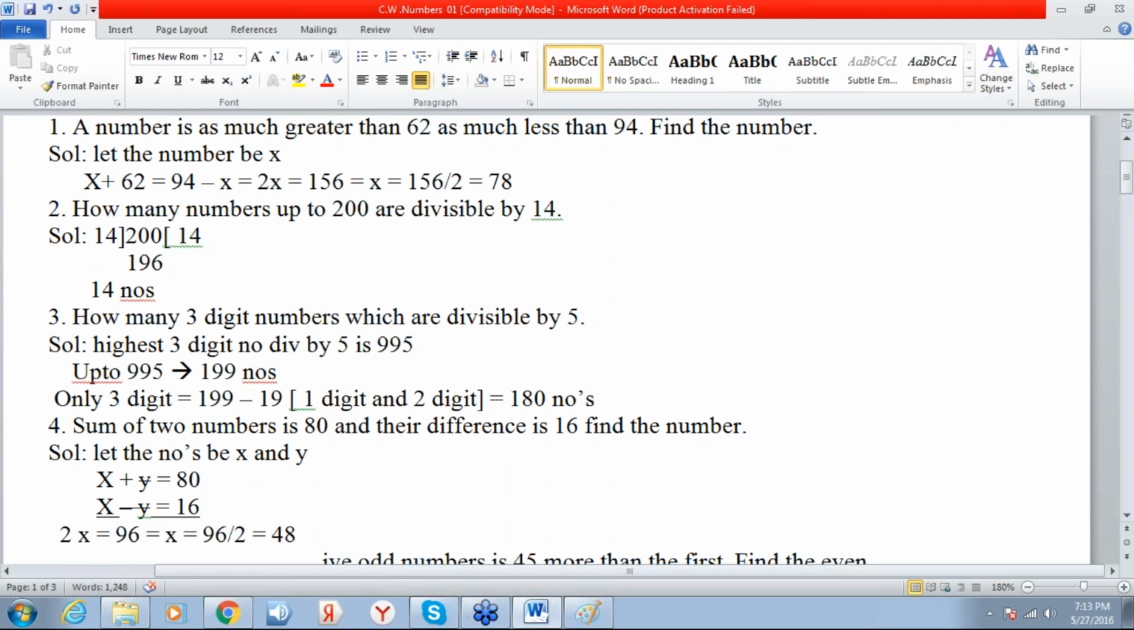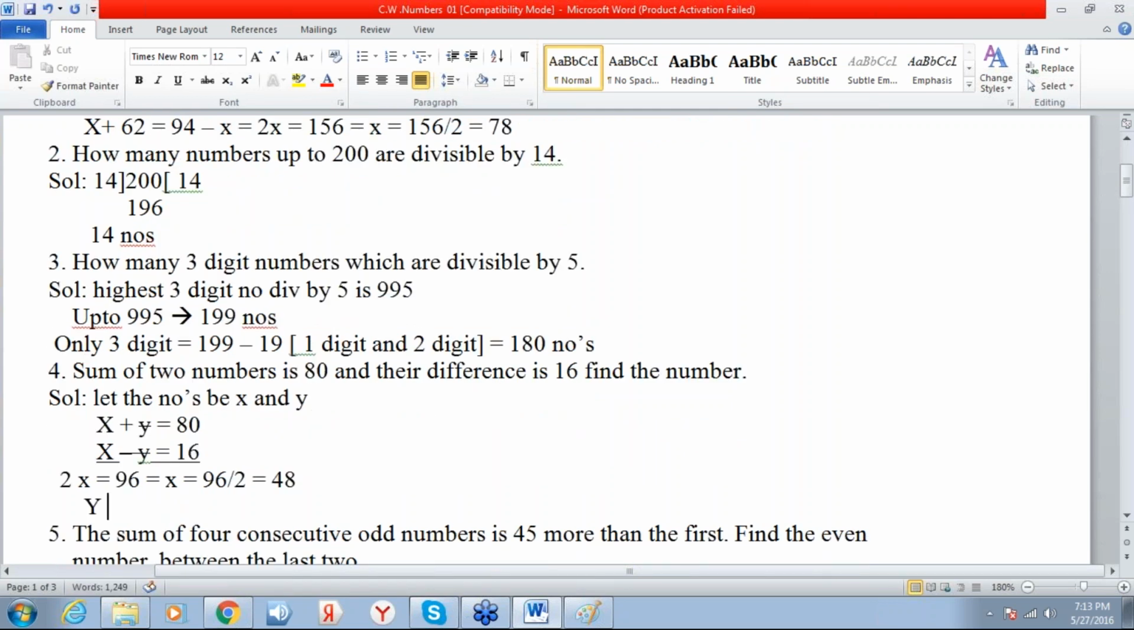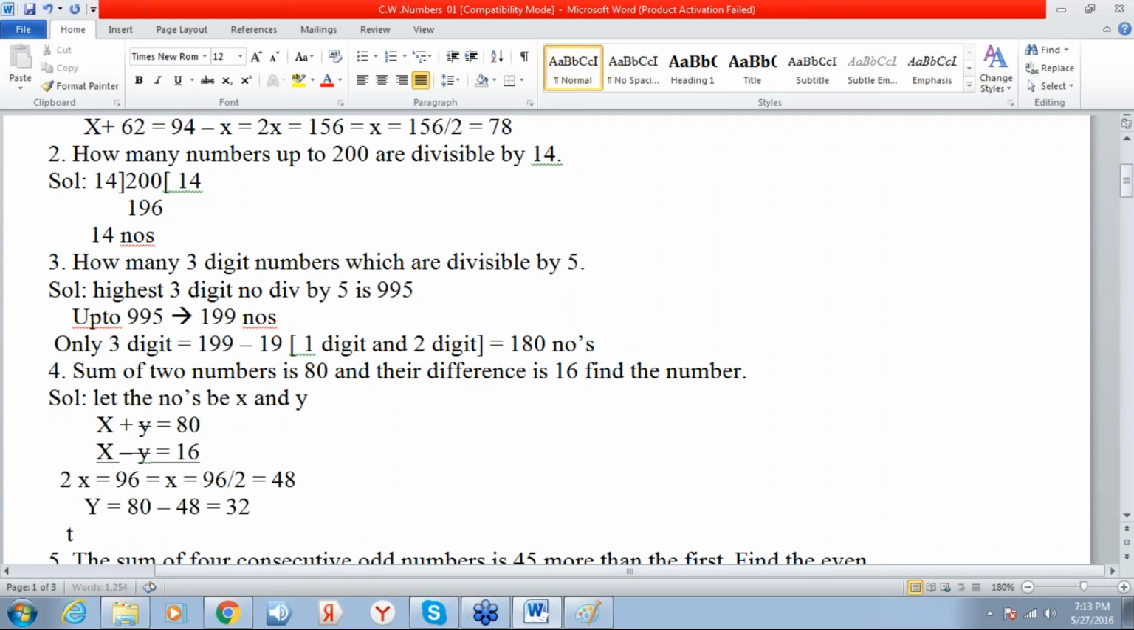Then y is equal to, as x plus y is equal to 80, y is 80 minus 48, which is equal to 32. So y is equal to 32. Therefore the numbers are 48 and 32.